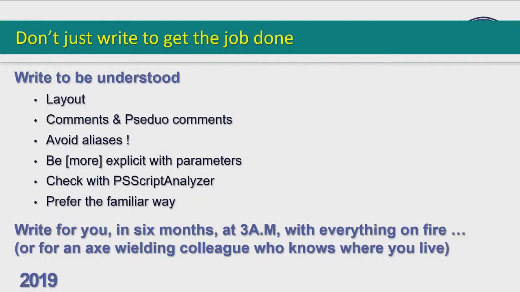So, right to be understood is really the moral of this. Laying out your code, comments and things like Write-Verbose, Write-Progress, regions, all help. Aliases generally make things harder because we have to stop and think, what's that an alias for? And making the parameters explicit and just moving them up into the param block is all good.